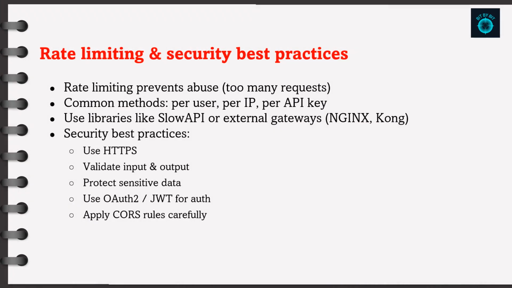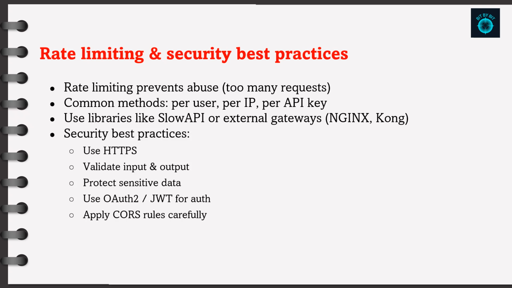Rate limiting and security best practices. When building real-world APIs, two concerns are critical: rate limiting and security. Rate limiting means putting a cap on how many requests a client can make in a certain amount of time. Without it, a buggy script or a malicious attacker could overwhelm your server. For example, you might allow each user to make only 100 requests per minute.